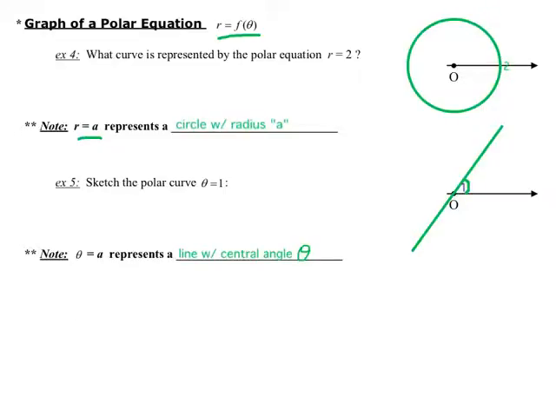So what are we going to see frequently? We are going to see these r equals a's: r equals 2, r equals 4, r equals 3, r equals 1. We're going to see these frequently. The theta equals a lines, not so much for what we're going to see on AP. But definitely if you can remember that r equals a is a circle centered at the origin with radius a, that will be helpful to you. All right, let's look at some more.